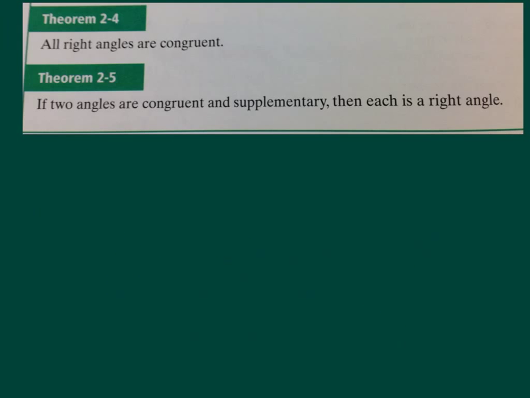The last two theorems you need in lesson 2.5 are all right angles are congruent. And hopefully that makes sense to people that if all right angles are 90 degrees, they all have to be congruent to one another. And if two angles are congruent and supplementary, then they have to be right angles. If two angles are equal and they've got to add up to 180, then they would both have to be 90s. So they would both have to be right angles. Hopefully that makes sense to you as well.